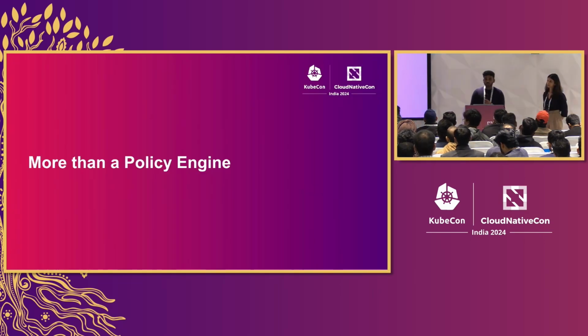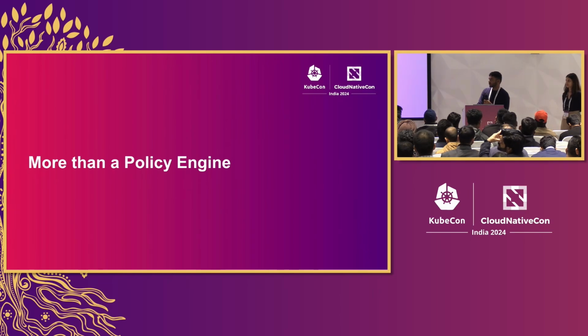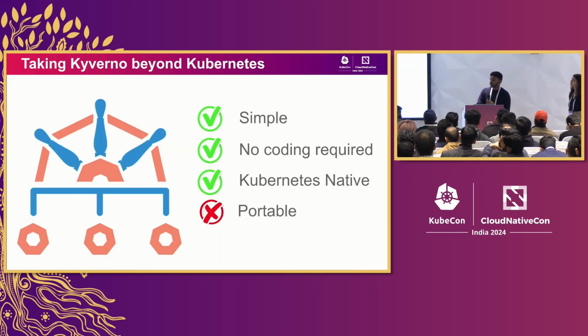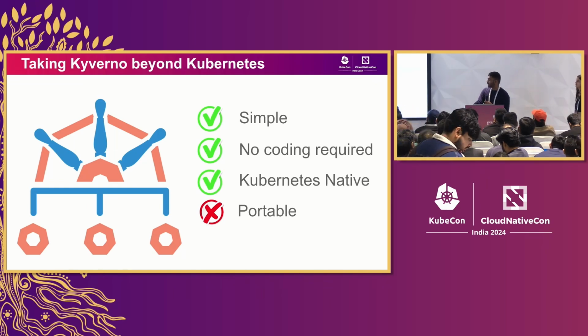Yeah. So far we have seen how Kyverno can be used to ensure automation and security in a Kubernetes cluster using its different capabilities like validation, generation, and mutation. To summarize, Kyverno is a very simple to use tool with a large variety of policies which can cover all of the standard use cases. It also does not require any coding experience to begin with, and it is Kubernetes native, which means it works flawlessly with all of your other Kubernetes components. But as you can see in the last point, it is not portable, and that is because of how we started out as a project.